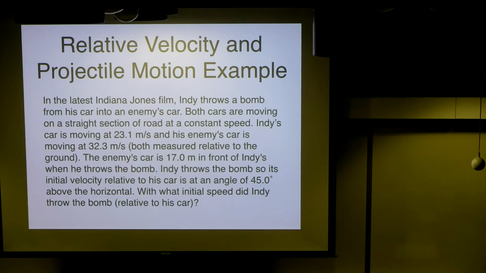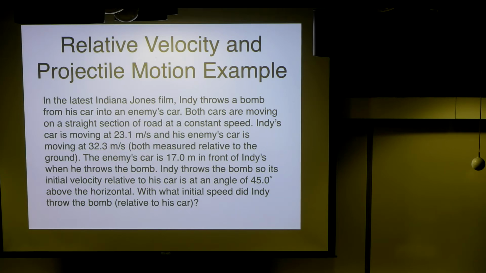So here's what's going on. In the latest Indiana Jones film, Indy throws a bomb from his car into an enemy's car. Both of these cars are moving on a straight section of road at a constant speed. So Indy's car is moving at 23.1 meters per second, and the enemy's car is moving at 32.3 meters per second, both relative to the ground.